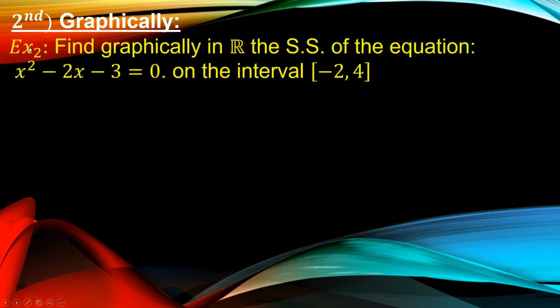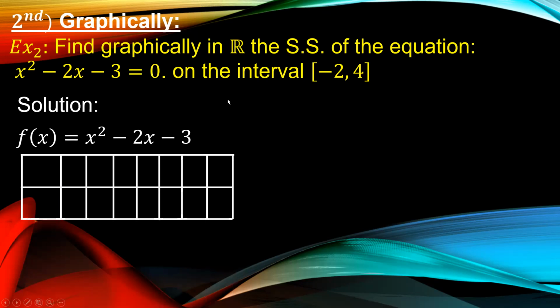The second method of solving a quadratic equation is graphically. How to solve graphically? For example, find graphically the solution set of the equation x power 2 minus 2x minus 3 equals 0 on the interval negative 2 and 4. First, I will use f of x equals x power 2 minus 2x minus 3. I will substitute the start and end of this interval by using a calculator.